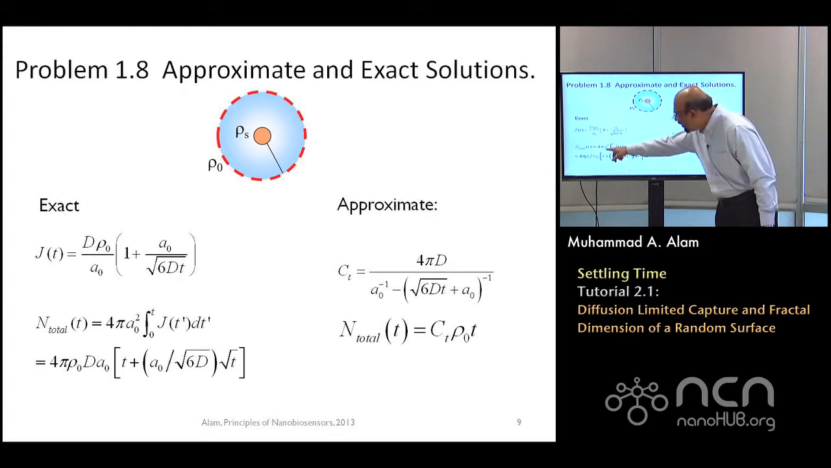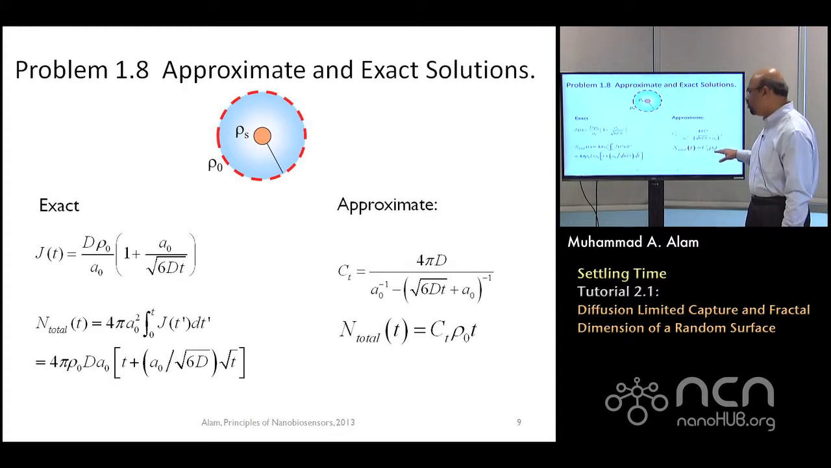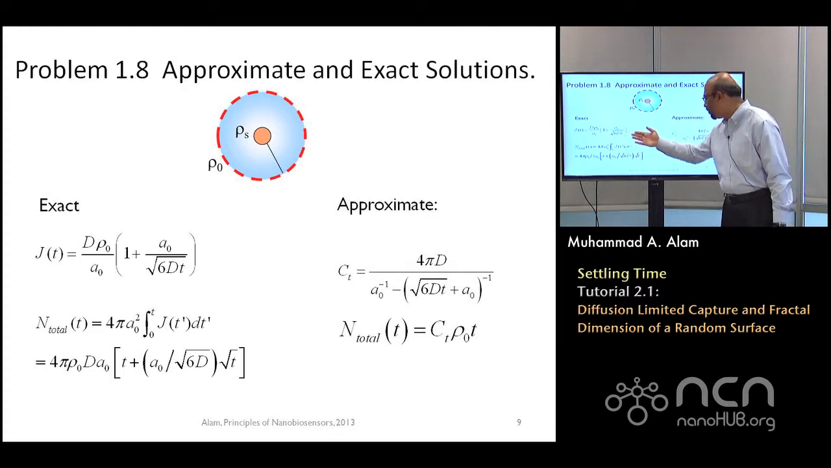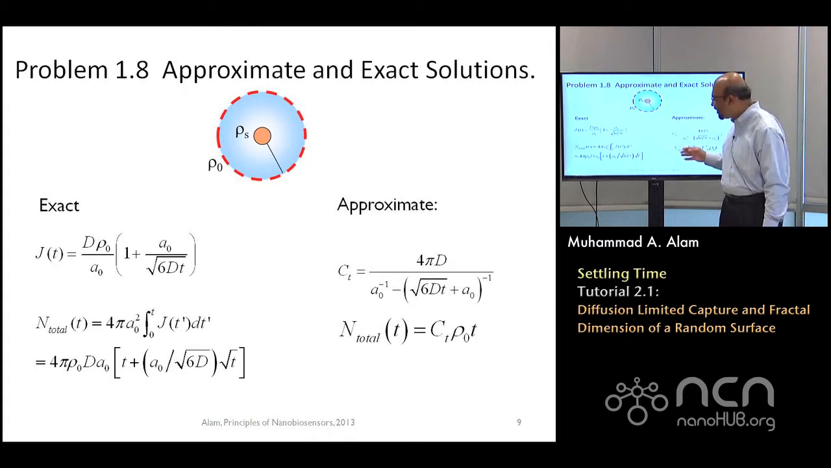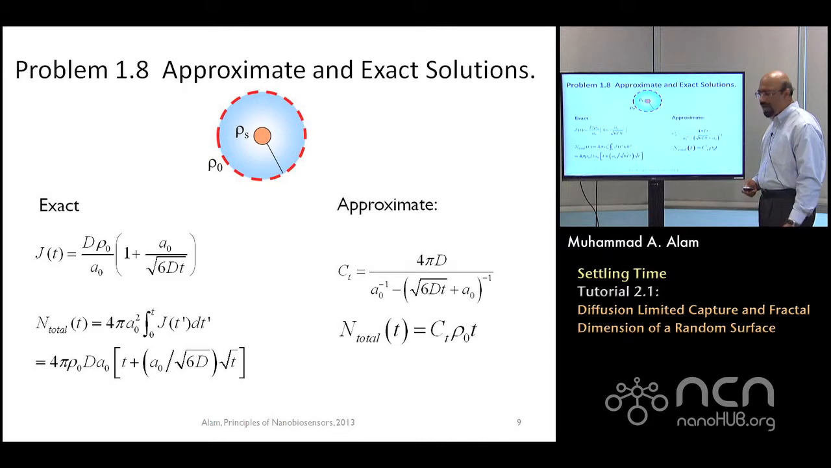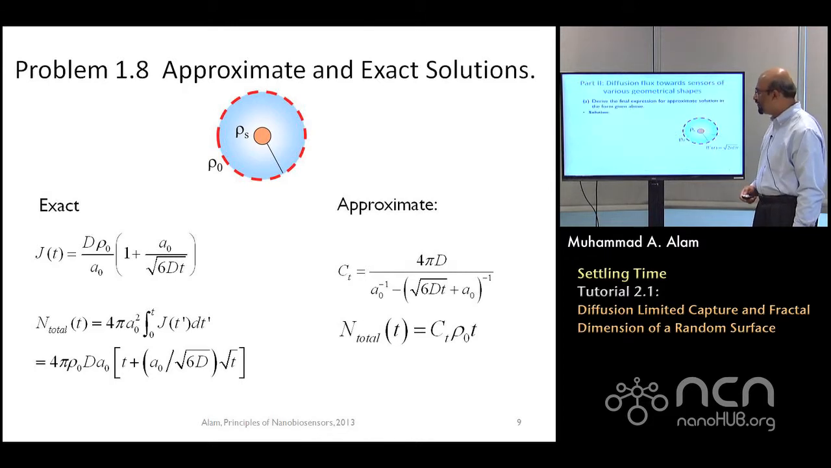Now, if you look at it carefully, these two, to me at least, don't look similar at all. I mean, there is no 4 pi sitting here. There is a square root of 6 D t in both places, but the arrangement of A naught is completely different. Is there any chance that these two results would be anywhere close? It turns out that they actually are very close, and I want to explain why. Because just by looking at the math, you would not know that it should be close.